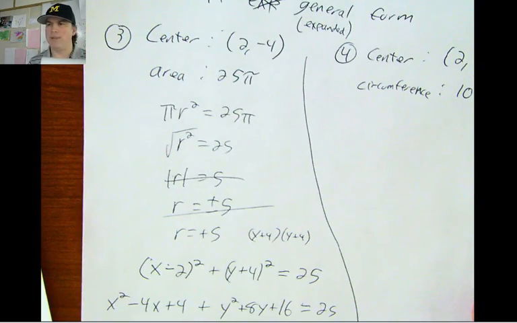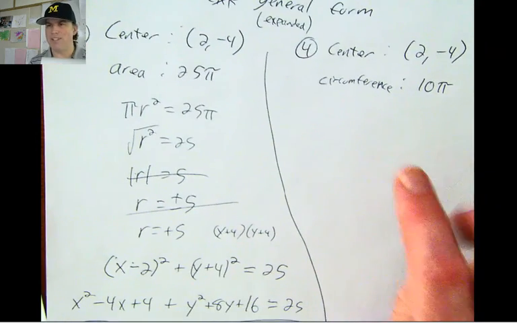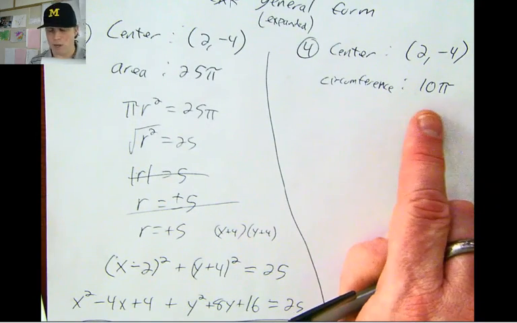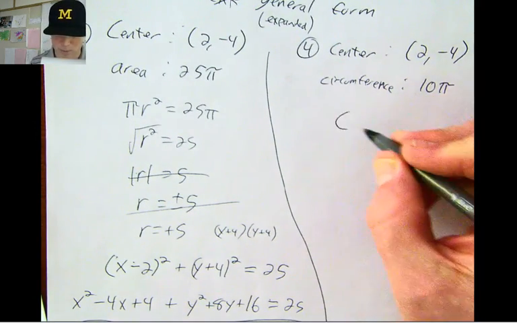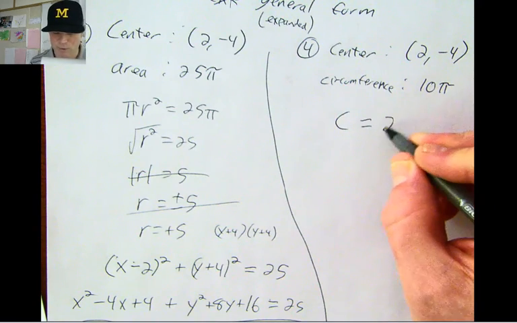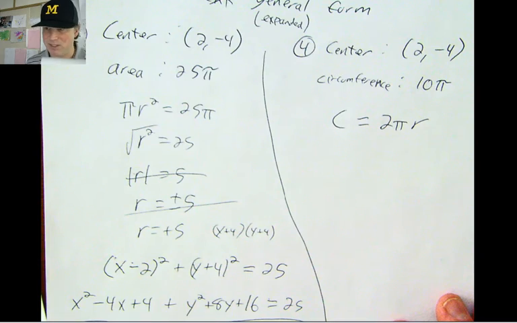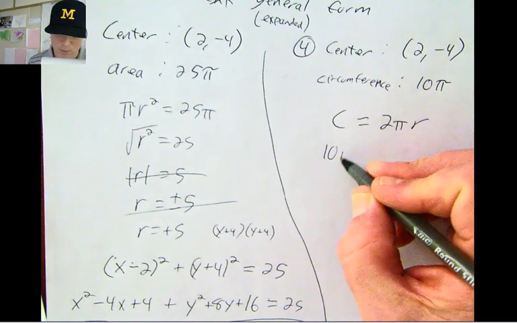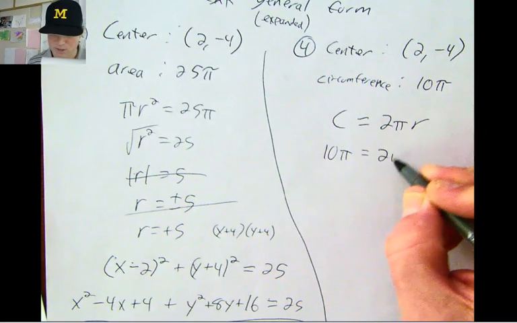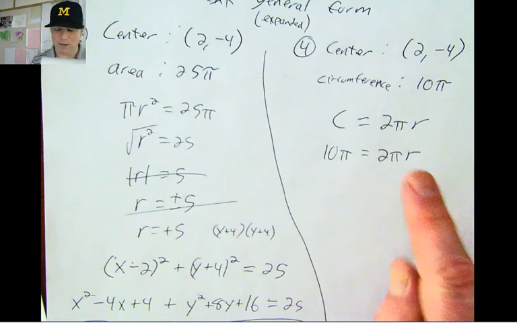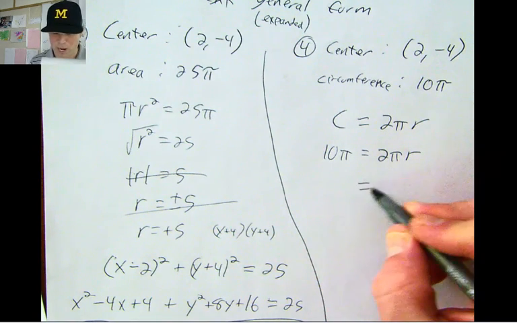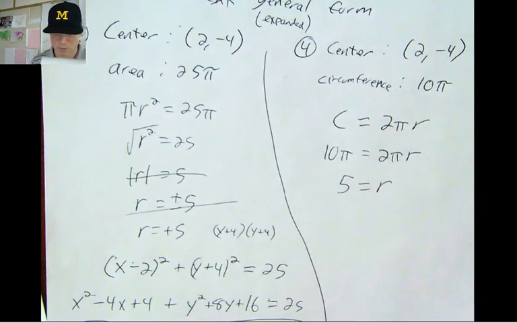Second one, same type of problem, except this time instead of doing area, they're doing circumference. You need to know your circumference formula. Because you're looking for the radius, I use the circumference formula. Circumference equals 2 pi r, which means 10 pi equals 2 pi r. And when I divide both sides by 2 pi, the radius ends up equaling 5.